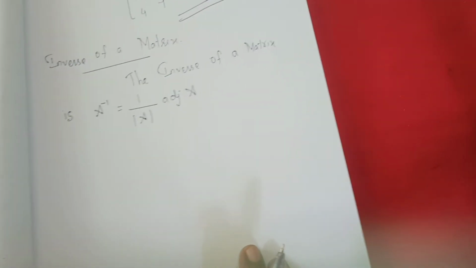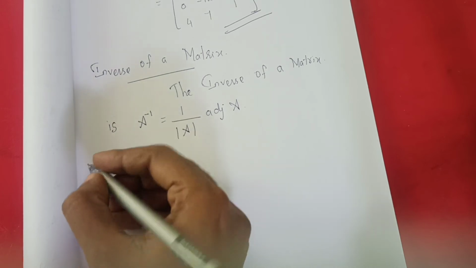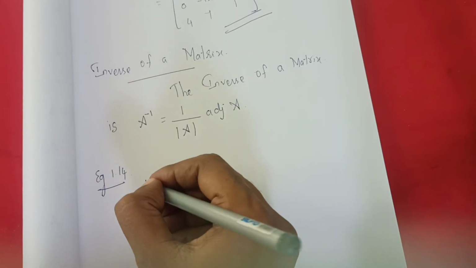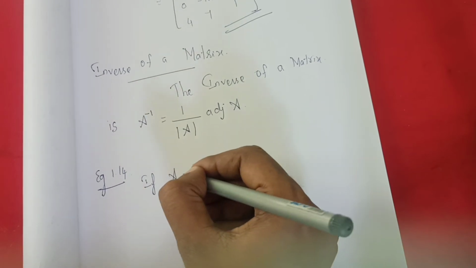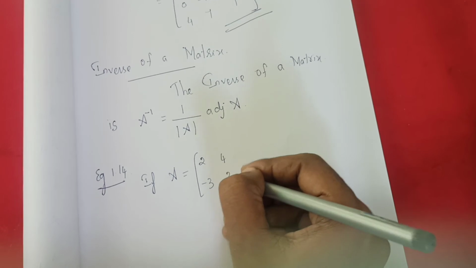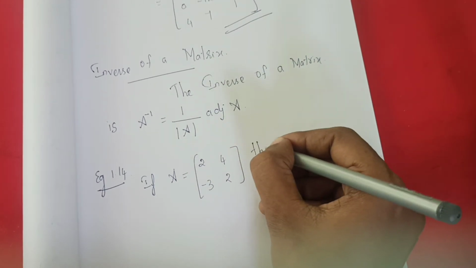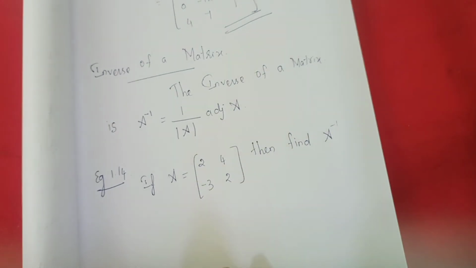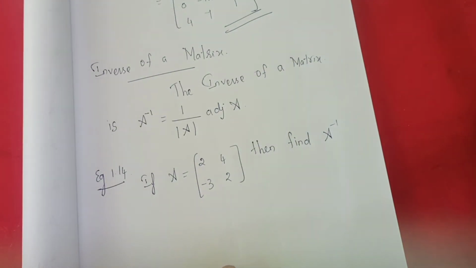Shall we do one problem? Example 1.14. If A is equal to 2, 4, minus 3, 2, then find A inverse. You need to find the A inverse.